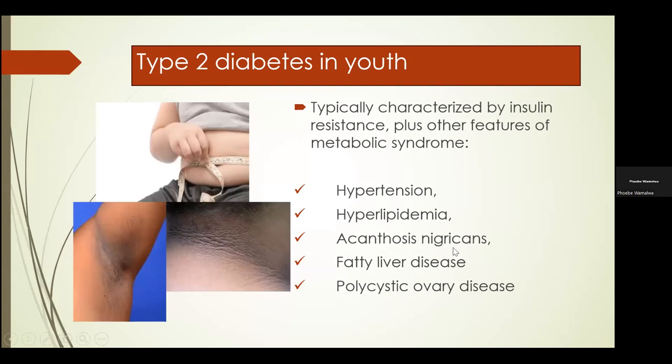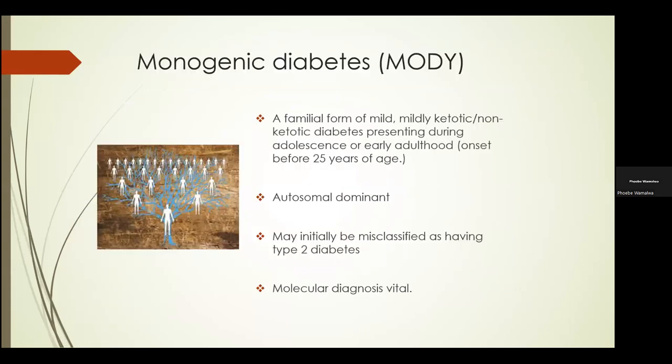what we call acanthosis nigricans. These patients may also present with hypertension, hyperlipidemia, and non-alcoholic fatty liver disease and polycystic ovary disease. Then we have monogenic diabetes that comprises MODY, or maturity onset diabetes of the young, and neonatal diabetes.